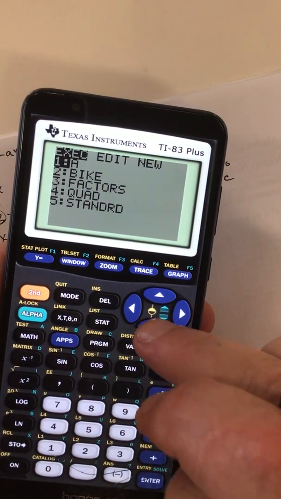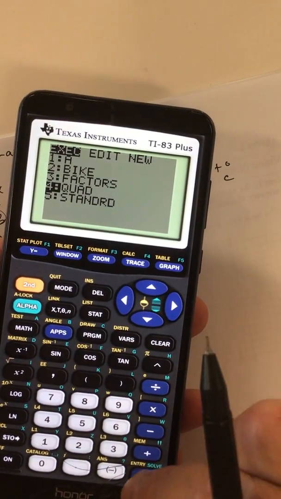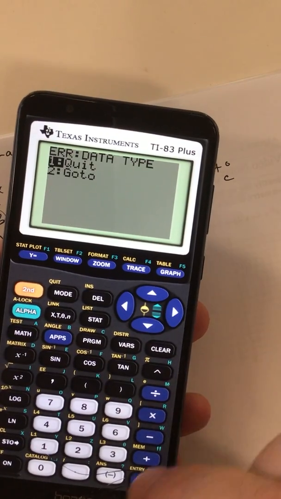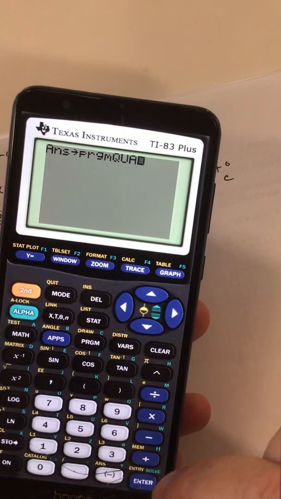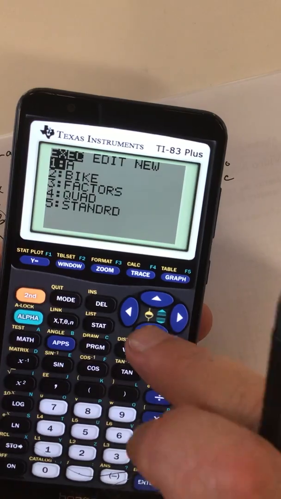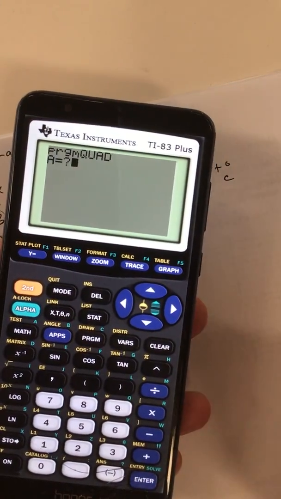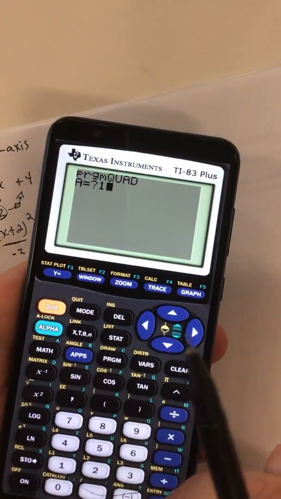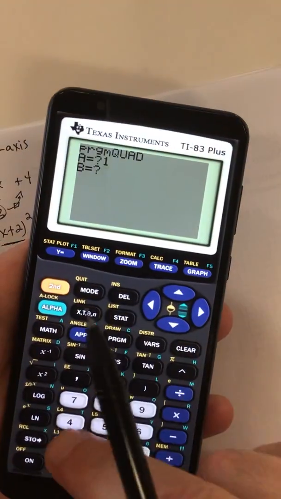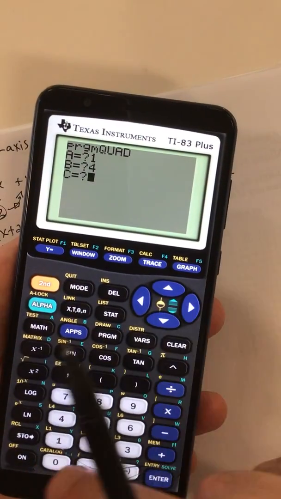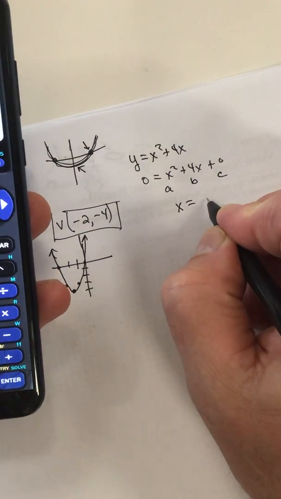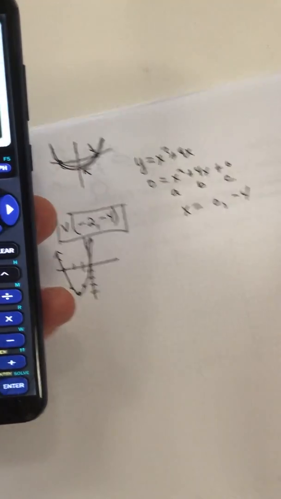I would go to program, go down to quadratic formula, because that's what I called it, put in A is 1, put in B is 4, and C is 0. And it will tell me what the zeros are, 0 and -4. So the zeros are 0 and -4.